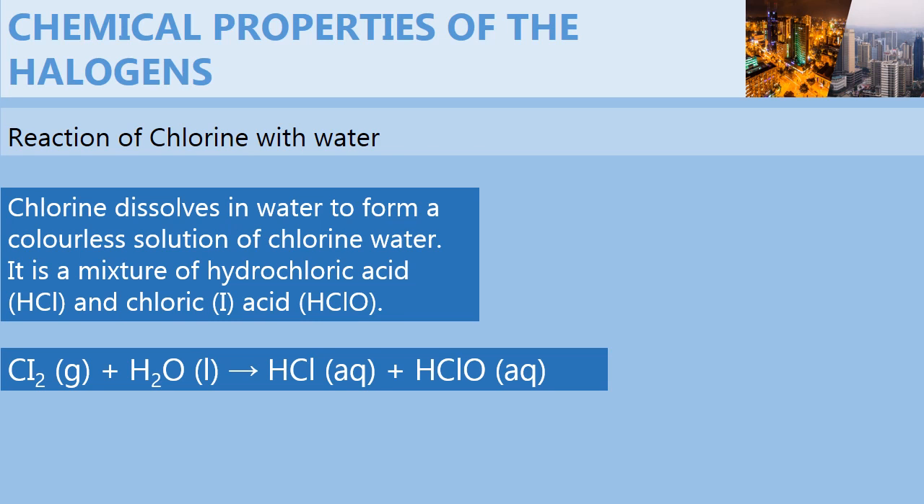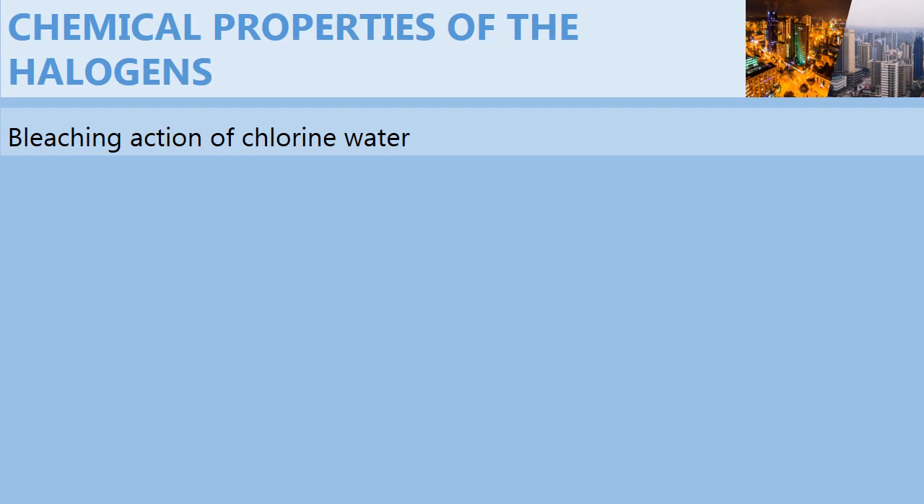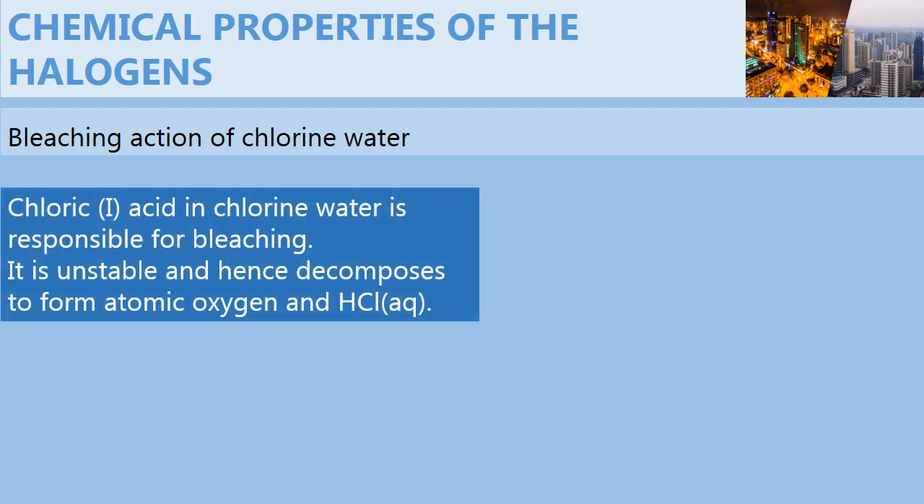Chlorine dissolving in water actually means reacting with water to form hydrochloric acid and chloric 1 acid. Now, chloric 1 acid is a bleaching agent, and it is responsible for bleaching litmus paper.